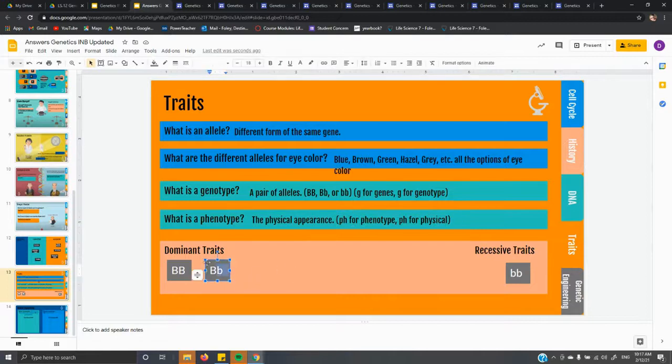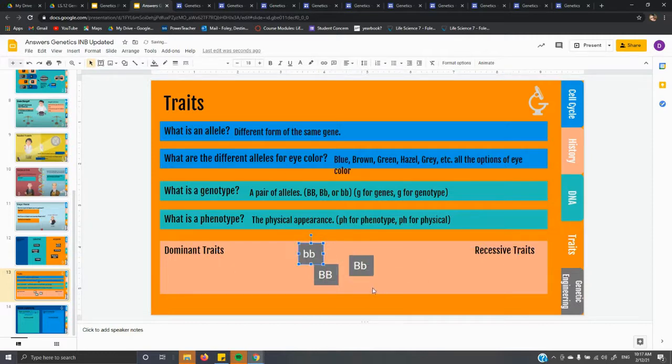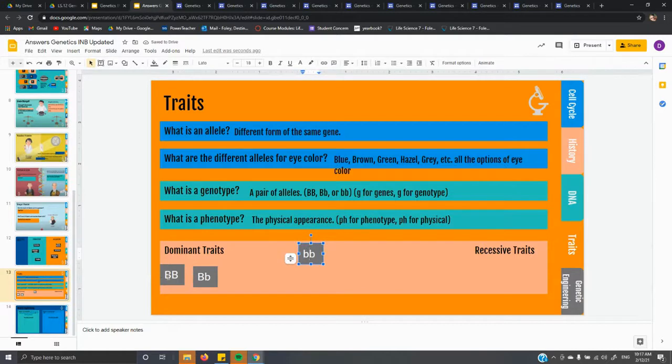Here you are clicking and dragging these boxes to where they go. So dominant traits, like I was saying, if it has a capital B in it, then it is going to be a dominant phenotype. So this has a capital B, this has a capital B. This has a capital B, this has a lowercase b. So even though it has a lowercase b, it still goes over here with the dominant traits.